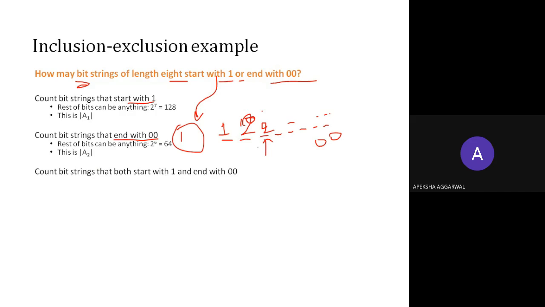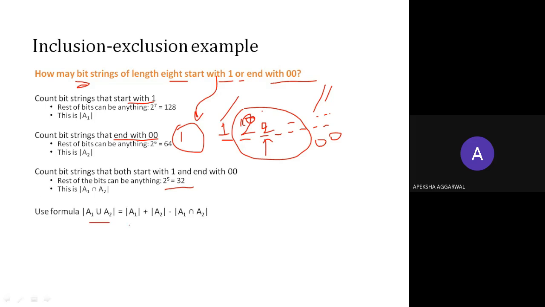So, these three positions are fixed. Remaining is five. So that would be 2 to the power 5. Okay, now using the inclusion and exclusion principle, A1 intersection A2 is given, A2 is given, A1 is given. You can calculate how many strings start with 1 or end with 0 0. So you can do that.